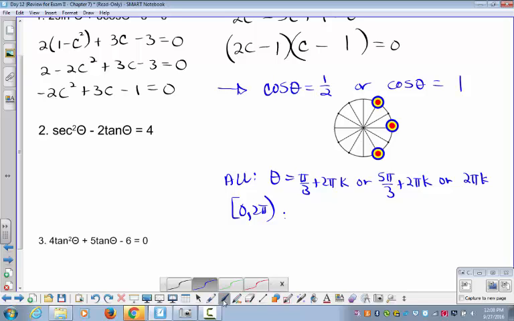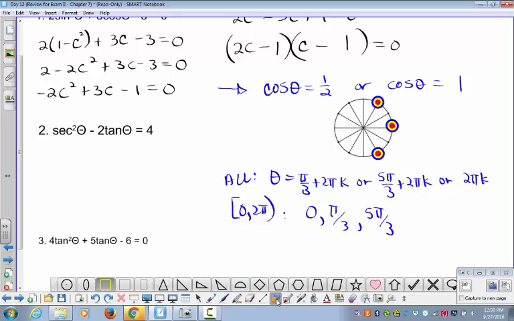So if we go just 0 to 2 pi, we're going to have 0. That's not 2 pi, that's 0. And I'm going to go in order this time. Pi over 3 and 5 pi over 3. All right, so all solutions and restricted solutions.